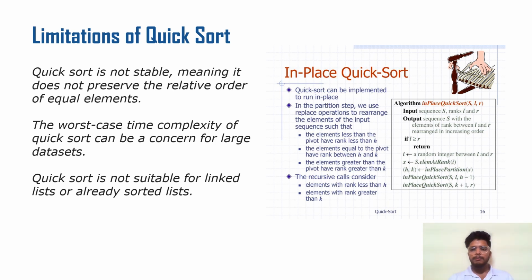Here we have a figure which shows in-place quicksort. The algorithm input is a sequence S and ranks l and r. Output is the sequence S with the elements of rank between l and r rearranged in increasing order. Also the algorithm: if l is greater than or equal to r, return; i is a random integer between l and r; x is the element at rank i. Quicksort can also be implemented to run in place. In the partition step, we use replace operations to rearrange the elements of the input sequence such that elements less than the pivot have rank less than h.